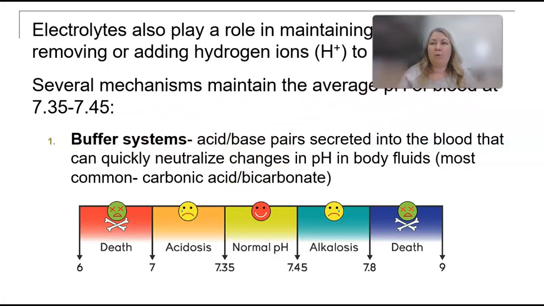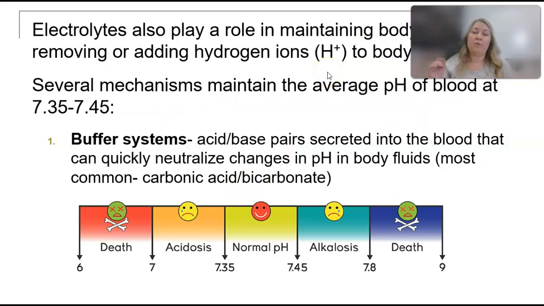Electrolytes also play an important role in regulating pH. So a quick refresher of pH, it stands for per hydrogen. So think of it as a fraction with 1 on the top and hydrogen on the bottom. So the lower the number, the more free hydrogen ions are found in that particular solution. So average body pH should be between 7.35 and 7.45, so just slightly basic, because 7 is neutral.